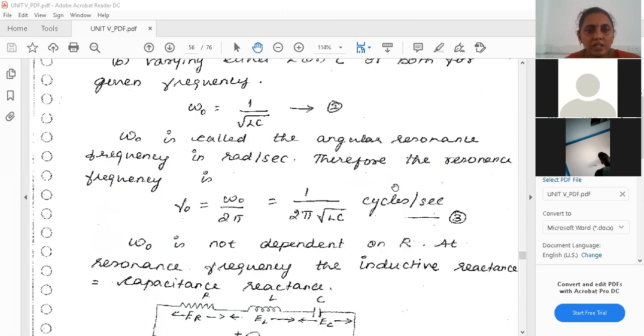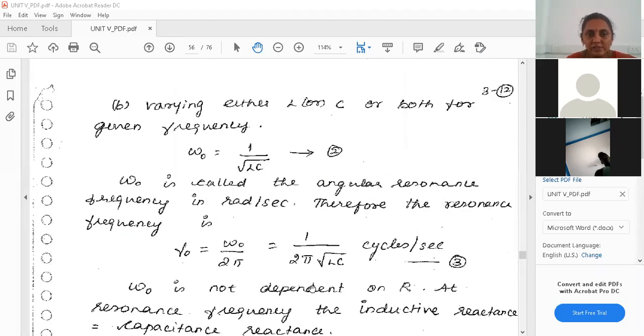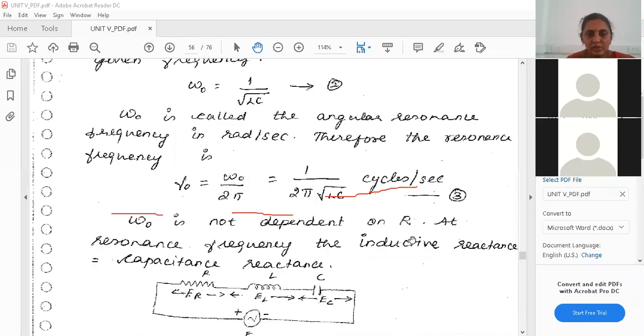Now we call that omega naught. Omega naught is called the resonant angular frequency, and f naught is equal to omega naught by 2 pi. So we call this 1 by 2 pi square root of LC, where omega naught is the angular resonance frequency, measured in radians per second, and f naught is the frequency, right?